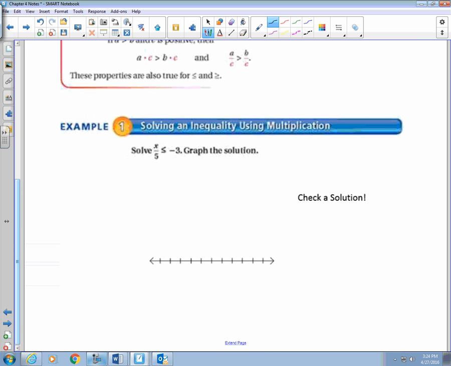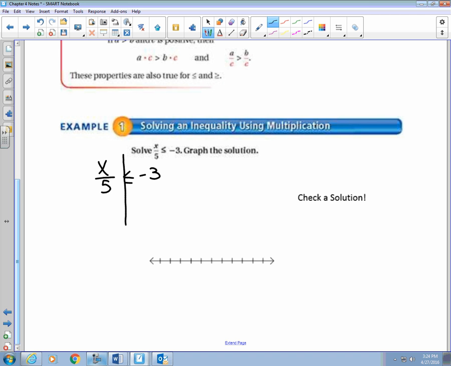So here's our first example, solving an inequality using multiplication. Let's solve x divided by 5 is less than or equal to -3, and we need to graph the solution. I'm going to solve this very much like I would solve an equation. I'm going to split up my inequality into two sides. I have x divided by 5 on one side, the -3 on the other side, with our inequality symbol in the middle.